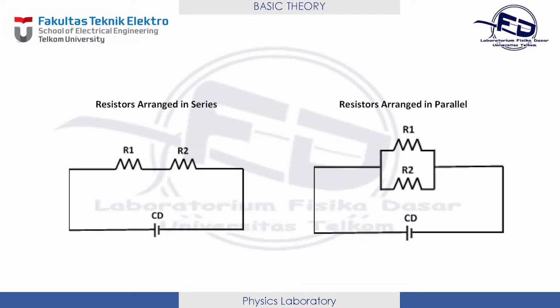Here's the series circuit and parallel circuit. In series circuit, the resistors are arranged in series or in rows so that the current flowing in the two resistors is the same, but the voltage is different for each resistor. In parallel circuit, the resistors branch off from each other. In the circuit, the voltage value on each resistor is the same, but the current value is different.